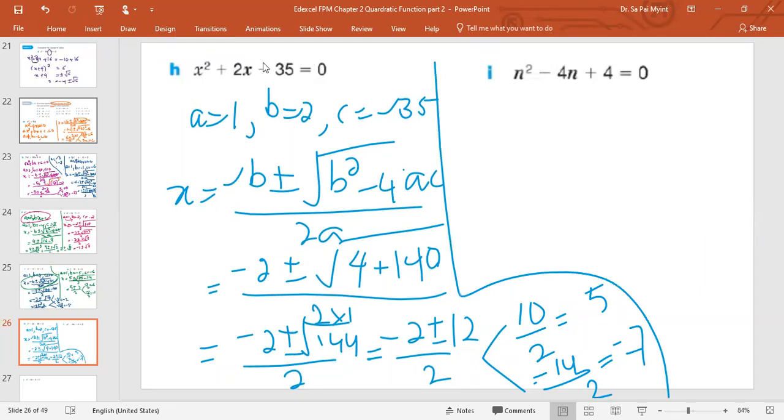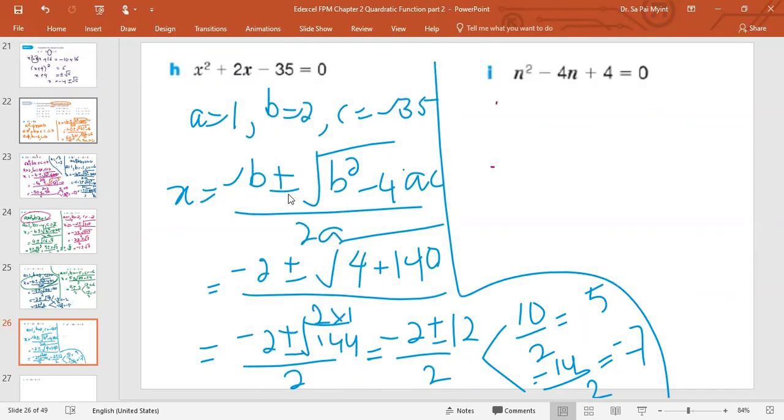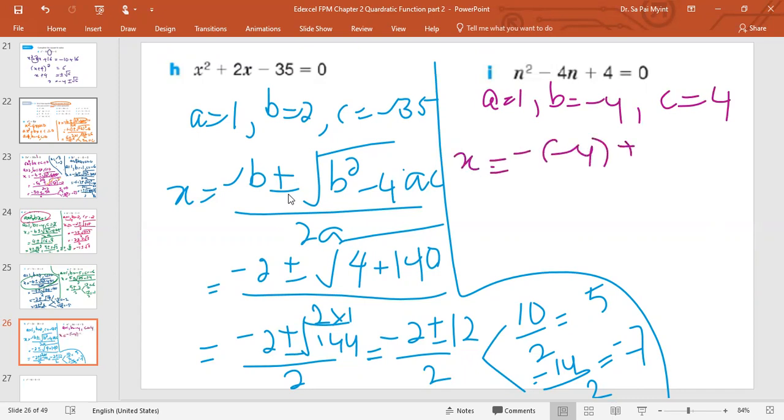And then I. Okay, A equal to what? What is A? 1. B equal to minus 4. C equal to plus 4. So x is equal to negative B, negative minus 4, plus or minus square root of B square. B is negative 4. Negative 4 square is what do you get? 16, minus 4AC, 4 into 1 into 4. So what do you get? 16, divided by 2A, 2 into 1 is 2. 16 minus 16 is 0.